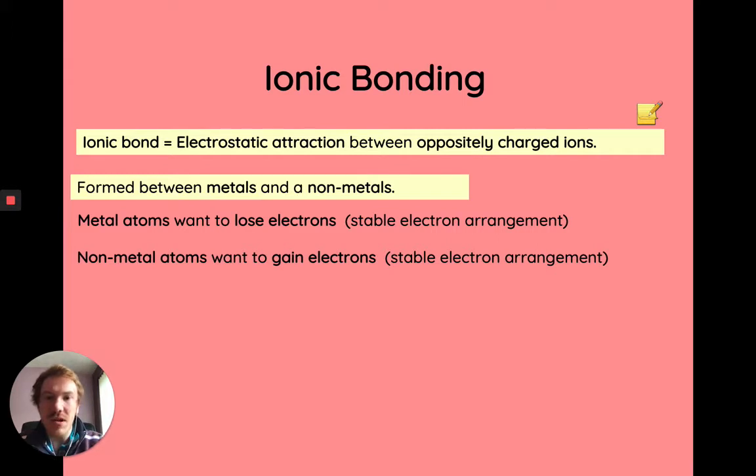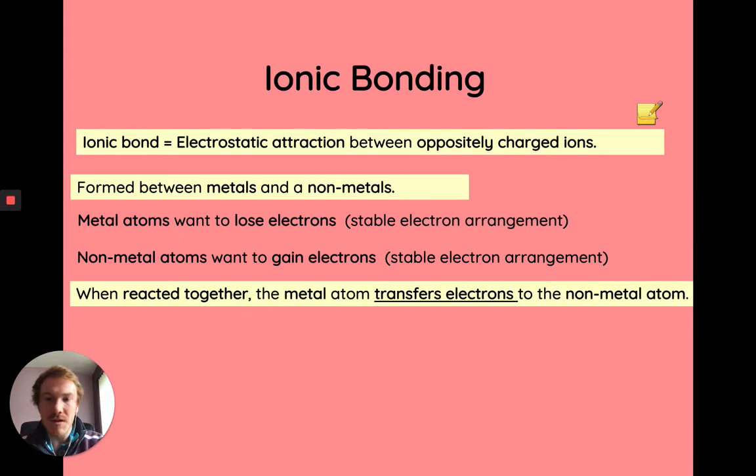Metal atoms, because they're on the left-hand side of the periodic table, remember, will lose electrons to achieve a stable electron arrangement to get that full outer shell, whereas non-metals on the other side of the periodic table, on the right-hand side, are going to gain those electrons that are negatively charged and become negatively charged ions.